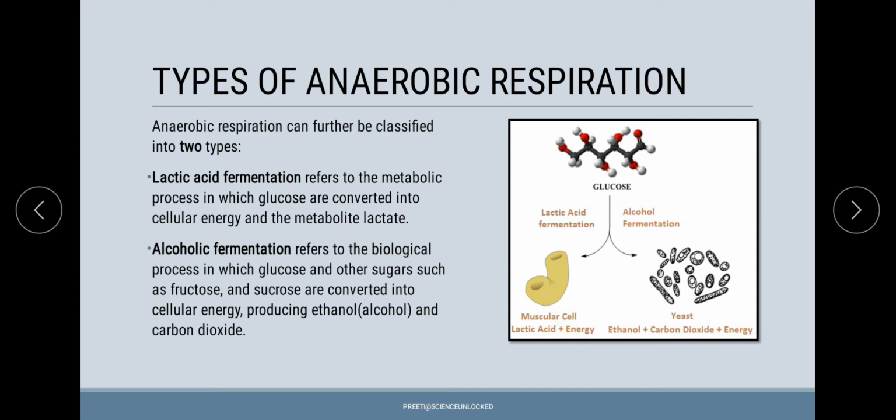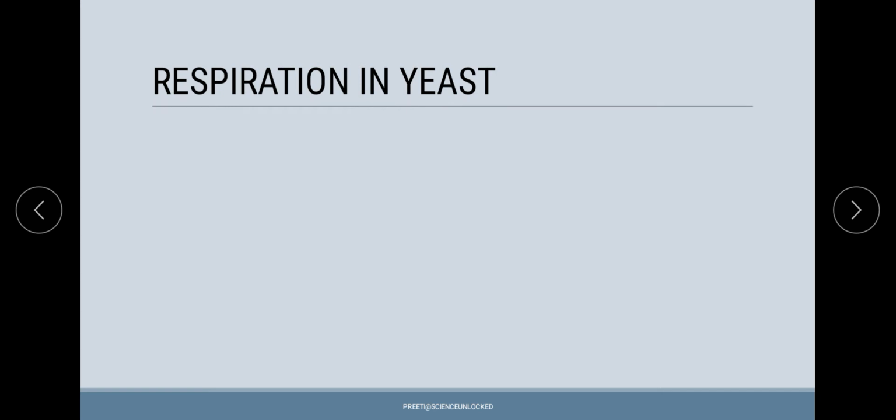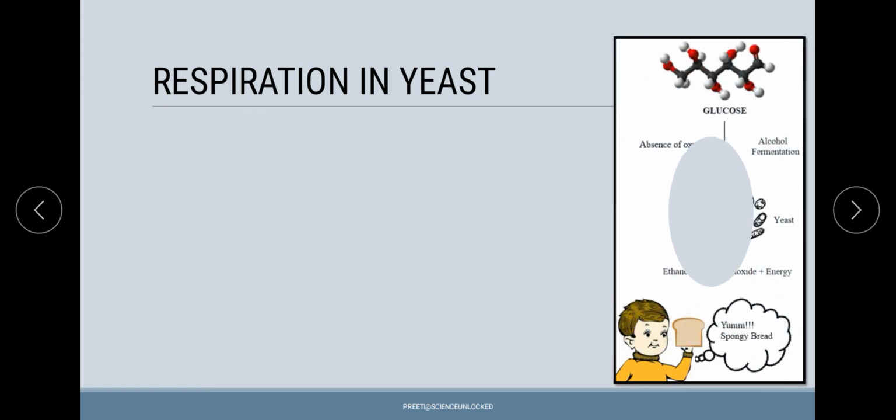On the other hand, when we talk about alcohol fermentation, over here we are going to get alcohol or ethanol in the final products. So that is how we differentiate it. So the first thing that we are looking into is respiration in yeast, which is the example of alcohol fermentation. So in the end we are going to get ethanol.